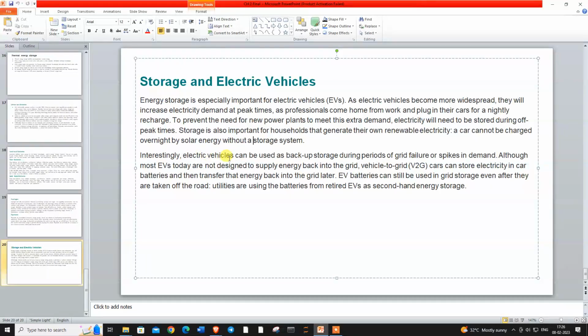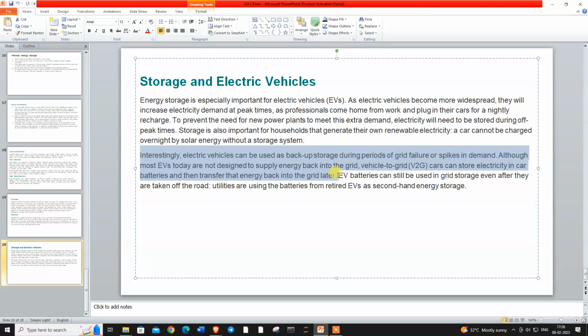Now here electric vehicles can be used as backup storage during periods of grid failure or spikes in demand. Although most of the EVs today are not designed to supply energy back to the grid, there is a concept called vehicle to grid. So grid to vehicle and vehicle to grid are two different concepts. In case of grid to vehicle, the grid will supply energy to the EV, and in case of vehicle to grid, the electric vehicle will supply the energy to the grid when there is peak demand. These cars can store electricity in car batteries, and it can transfer the energy back into the grid later. So this technology is emerging.